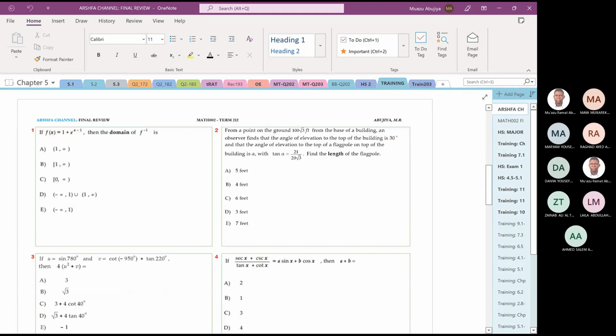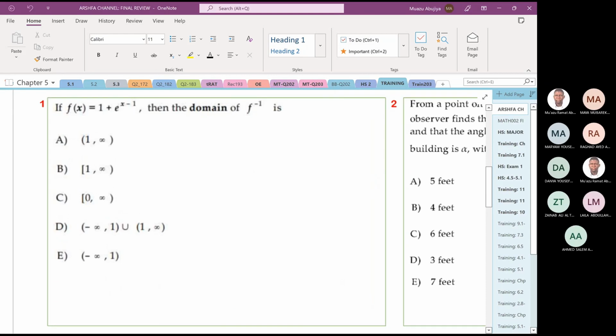So let us begin with questions from, I think, a combination of chapter 4 as well as 2.8 because of the inverse. Now here the question says, if f is given to us, then the domain of the f inverse is what?